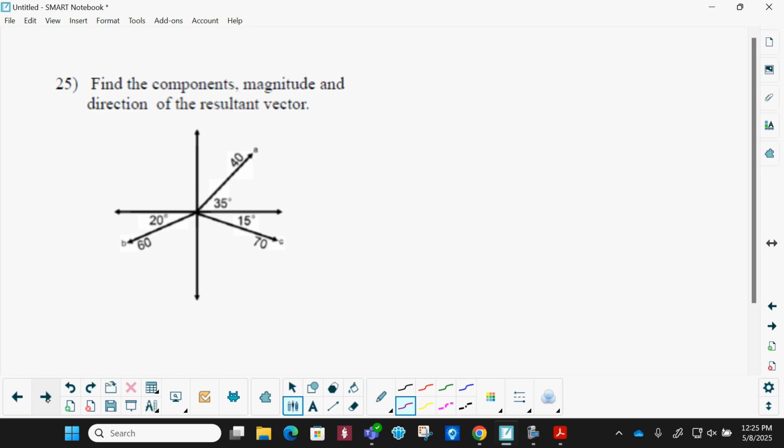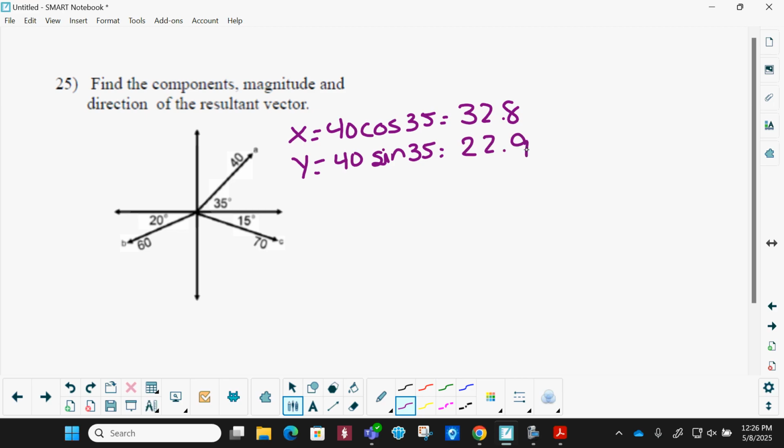One of your favorite problems. Okay, so we want to make sure always that these angles are touching the x-axis. So we're good. Now we've got to go find our x and y values. So this will be 40 cosine of 35, remember, alphabetical order, and 40 sine 35. So 40 cosine 35 is 32.8. 40 sine 35 is 22.9. Quadrant 1, beautiful. Don't have to worry about any sign.